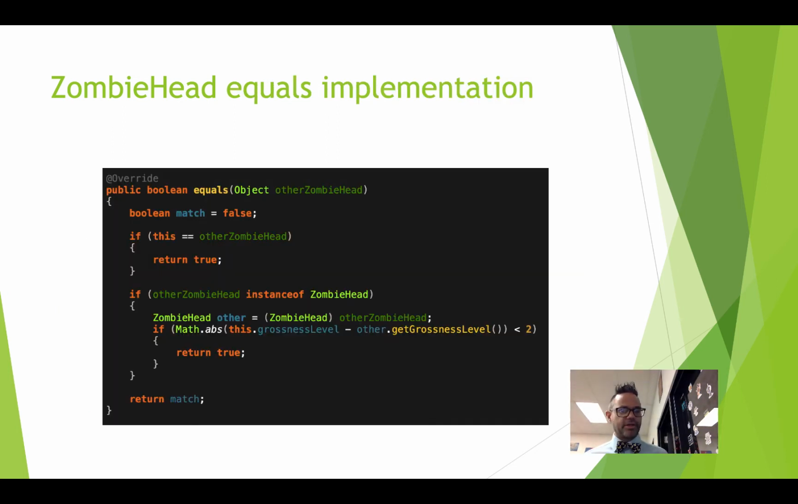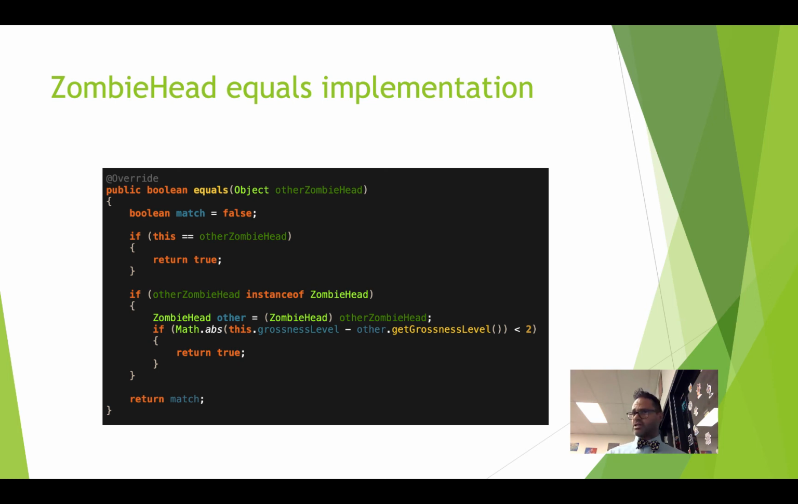Now here we have our updated implementation of the ZombieHead's .equals method. And remember, when we're writing our .equals method, it takes an Object as a parameter. It doesn't take a ZombieHead, it takes an Object. So we take that object parameter and we set match to false. If this equals other, if we're talking about the same space in memory, then that's true, and we return true automatically. Then we have to check the other object: first, is it a ZombieHead?